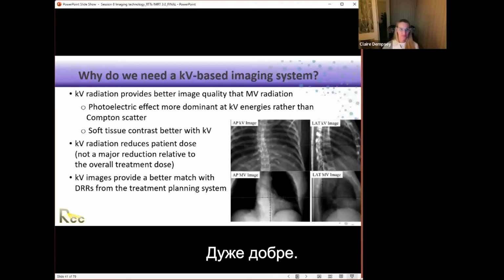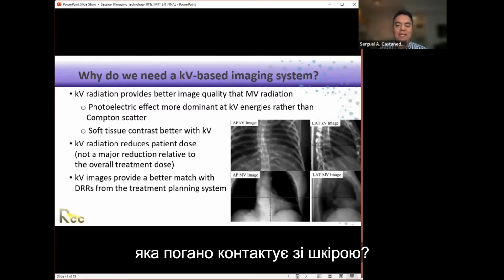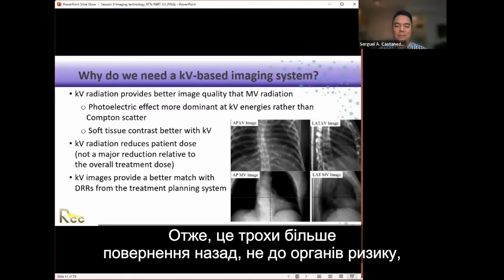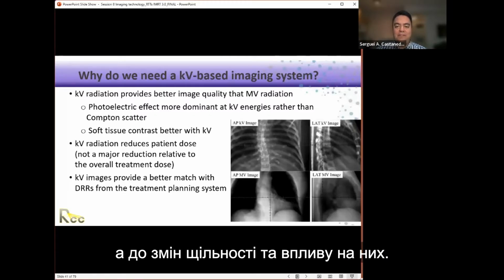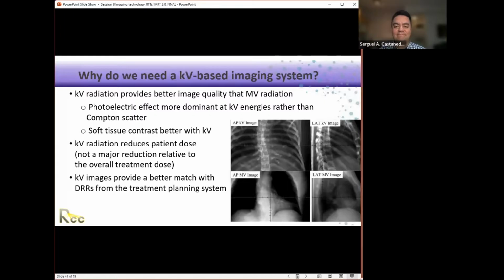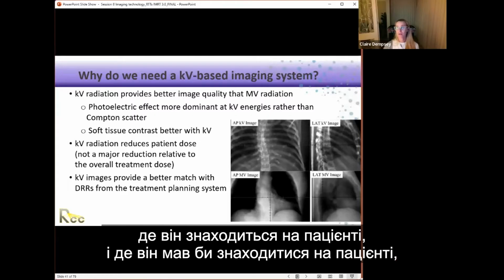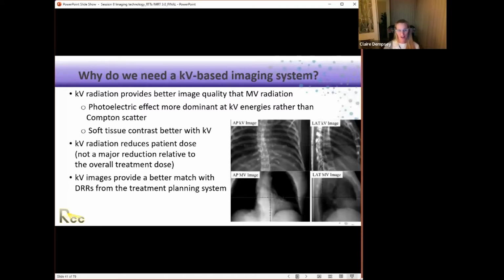Very good. So the first question is, what will be the effect of a bolus on a chest wall setup that has not been placed well in contact with the skin? So that's a little bit more going back, not the OBI, but more the changes in density and the impact on those. Okay, right. So if you've got bolus on your patient and you haven't placed it correctly, well, look, it would depend on the thickness of the bolus and where it is on the patient and where it was supposed to be on the patient, I guess.